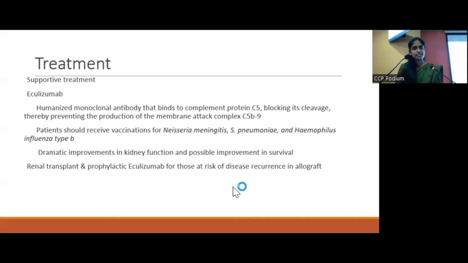But this is an emergency, we can't wait to give vaccination. So what we can do is treat the patient with eculizumab, stabilize the patient, and then give the vaccination. Dramatic improvements in kidney function and possible improvement in survival are noted in case reports. Renal transplant is also another option in the treatment, because atypical HUS patients can develop recurrent episodes and can go into end-stage renal disease, compared to Shiga toxin-mediated HUS. In such patients, renal transplant is an option, and for those at high risk for recurrence, we can give prophylactic eculizumab after the transplant.